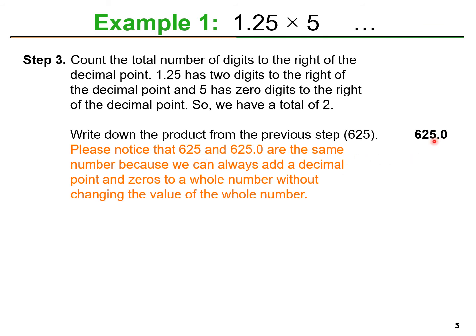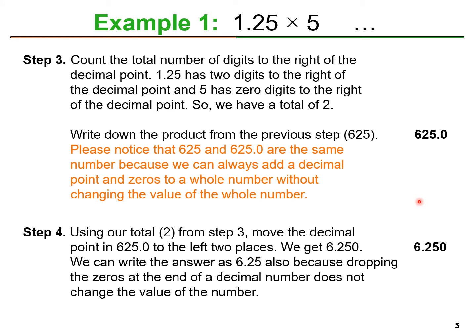Okay, right here, what we have done is we have written the product from the previous step down as a decimal number. Remember, from the last step, we ended up with 625. Now, we want to write that as a decimal number. So we add a decimal point and add a 0 after the decimal point. Now, 625 and 625.0 are the same number because we can always add a decimal point and zeros to a whole number without changing the value of the whole number.